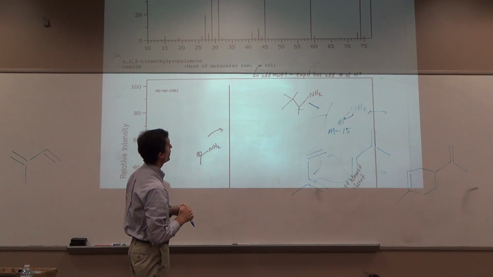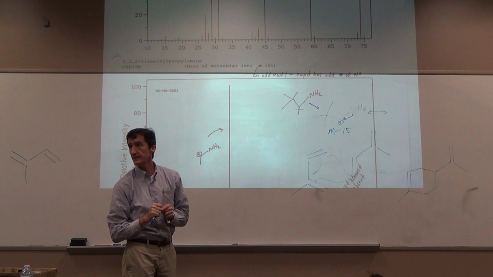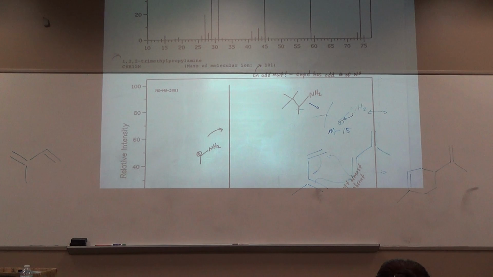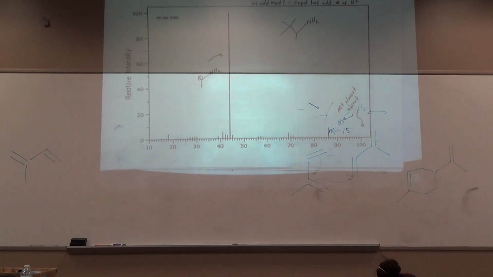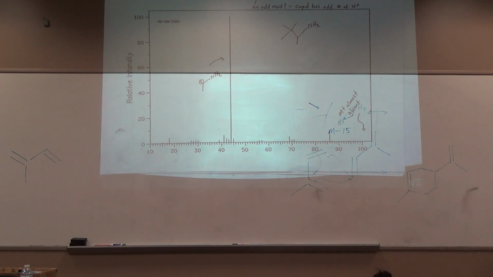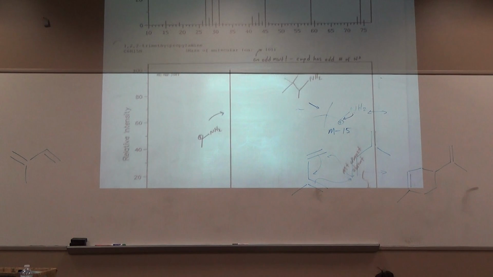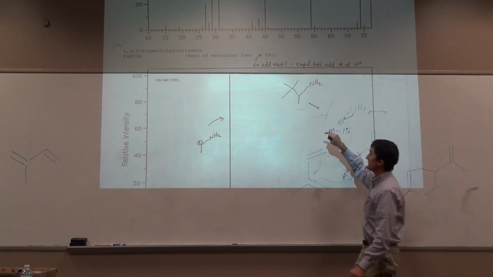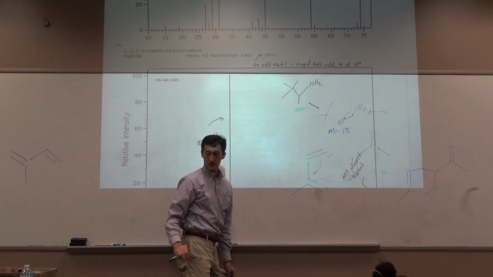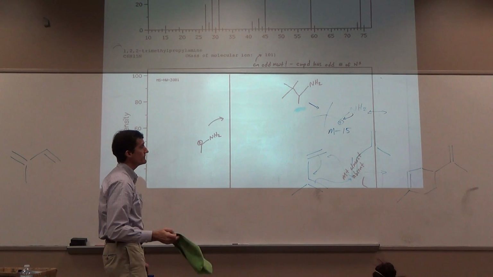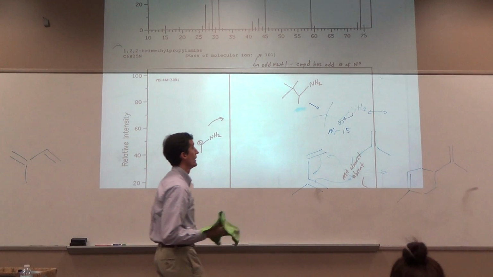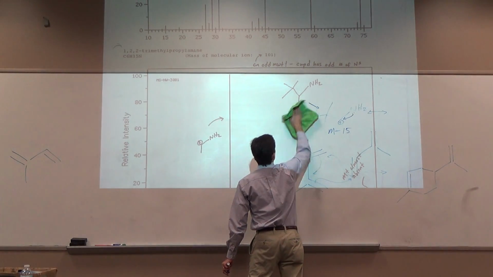The mass is 101. 101 minus 15 would be what? 86. Do we have an 86 on the spectrum? It's there, it's small. 86, M minus 15, right? That would be the cation. This cation here. Where else could we cleave? That's called alpha cleavage. Cleave to make a cation next to a lone pair, or cleave to make a cation next to a pi bond. Basically, we'll cleave to give a resonance stabilized cation.